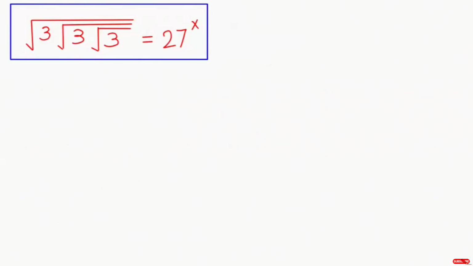Hi everyone, in this video I am going to solve this nested square root problem. The equation we have is root of 3 root of 3 root of 3 equals 27 to the power of x. Here we need to find the value of x. So let's get started with the solution.